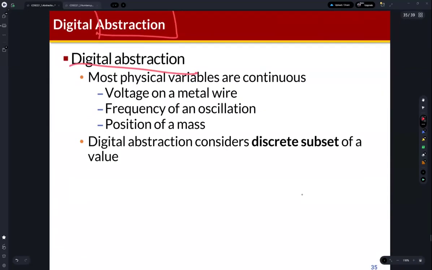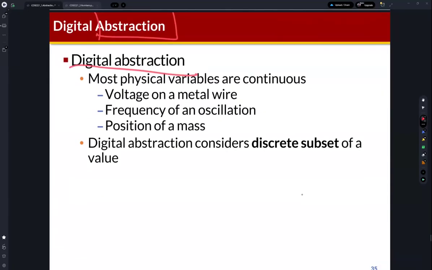We have only 2 slides. Digital abstraction means that, as I mentioned, in the real world every signal is an analog signal, right? And I also mentioned that most electric devices are actually digital systems. It means that these devices handle digital signals.